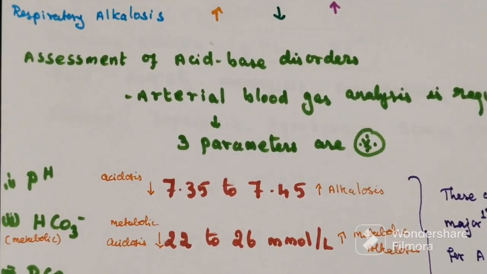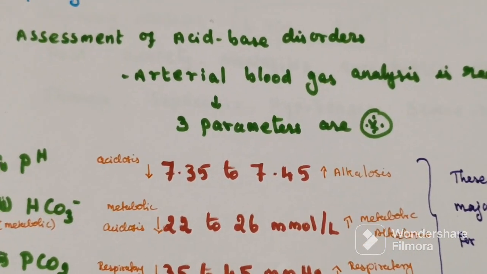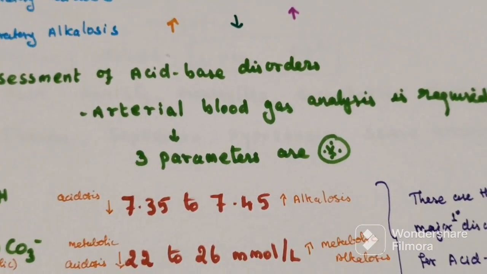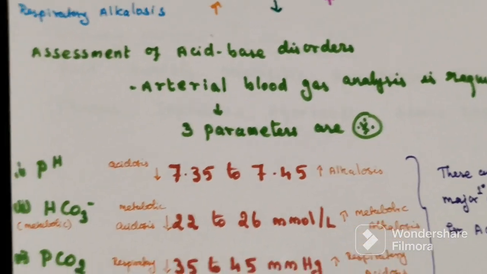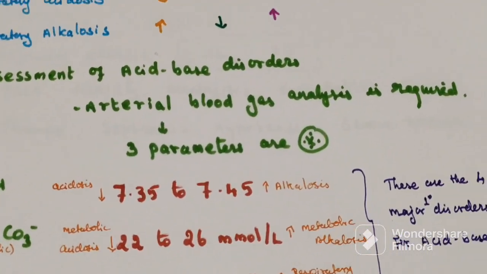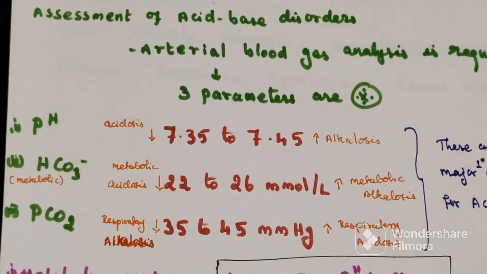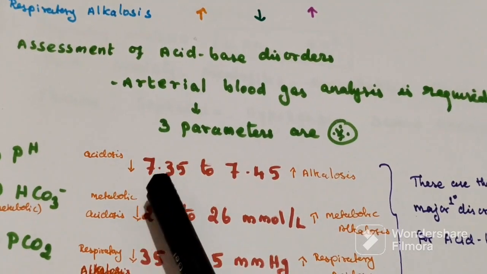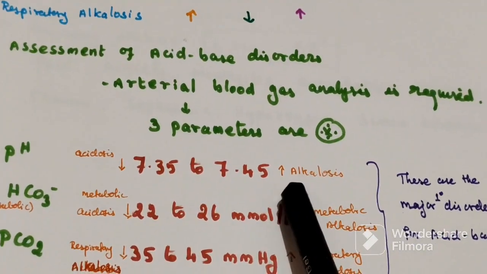For assessment of acid-base disorder, an arterial blood gas analyzer is required. This arterial blood gas analysis has three parameters: pH, bicarbonate and partial pressure of carbon dioxide. We know the normal pH range is 7.35 to 7.45. If pH level decreases below 7.35, it is called an acidosis condition. More than 7.45 means alkalosis.